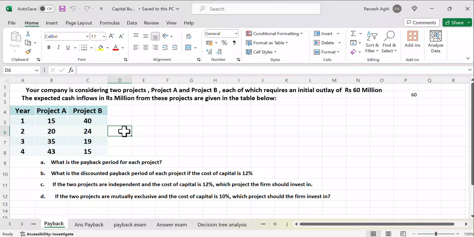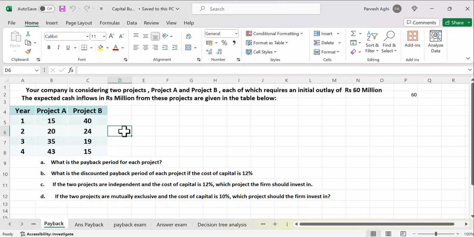So this question says that your company is considering 2 projects, Project A and Project B, each of which requires an initial outlay of rupees 60 million. 60 million would be 6 crore rupees, but anyway, we should say 60 million. Then in years 1, 2, 3, and 4, this is the life of the project. After that, this equipment, this project cost which you have spent, will be finished. That means the project life is, say, 4 years.